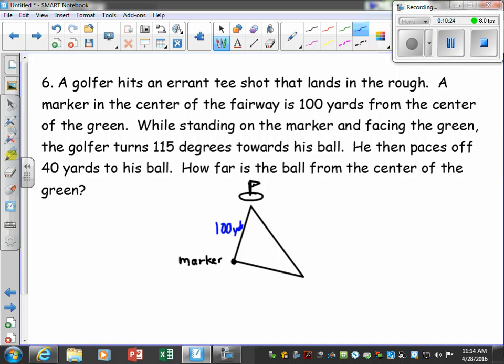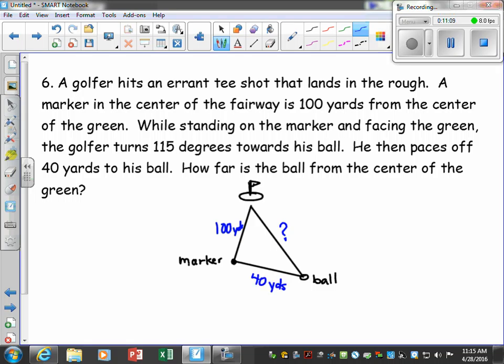And let's say this is where I'm standing. This is my marker, and let's say my ball is over here. So what they want to know is how far the ball is from the center of the green. So what question are they asking? Do they want to know this side or this side? Yeah, they want to know from the ball to the green, so they want to know this side. We're looking for this. Now, do I know the other information? Do we know how far it is from the marker to the ball? Yeah, he paces off 40 yards to his ball, so we do know this side as well.